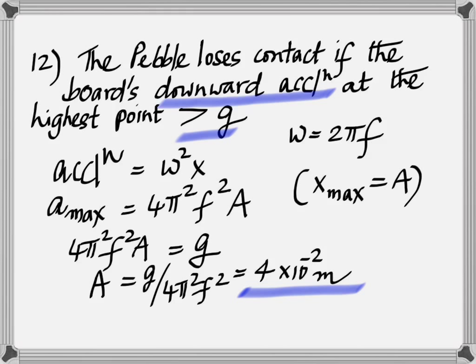The pebble surely loses contact with the highest point if the board moves at an acceleration faster than g. Now, acceleration is given by omega squared x. But omega is 2 pi f, so square that. And you put that equal to g and find the amplitude is 4 times 10 to the negative 2.